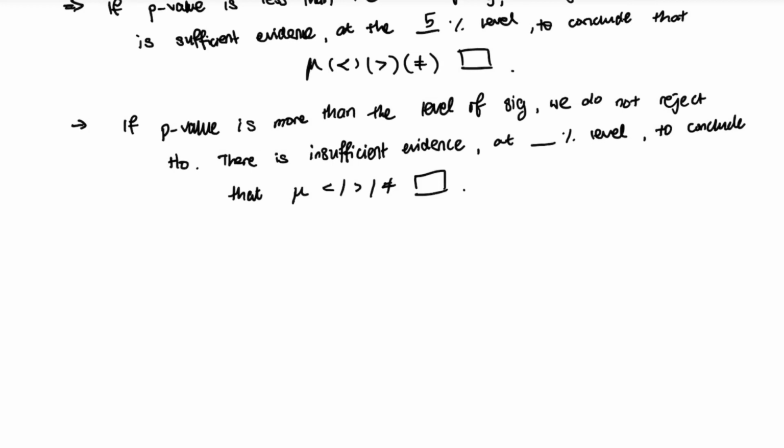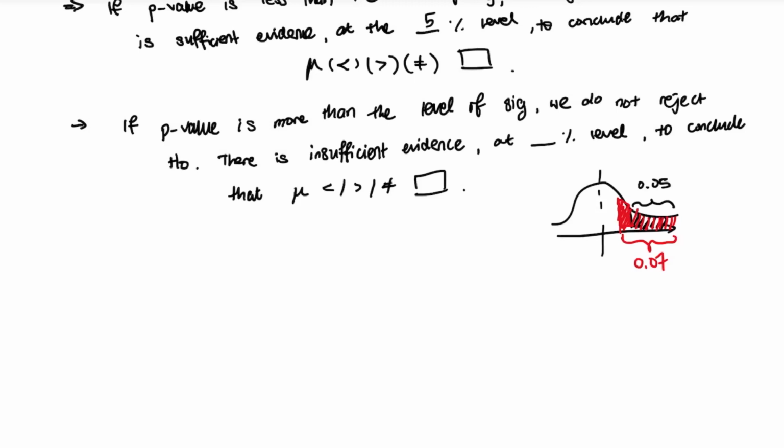Just to go through this last part, why do we not reject it? Let's say you're looking at the curve again. This is the shaded region over here. If the p-value is more than the level of significance, let's say it's 0.05, the 5% level, and our p-value is 0.07, it means our p-value takes up this entire area here, because remember, our p-value is essentially the area. So this entire area here will be 0.07. Because it's already exceeding, we do not reject.